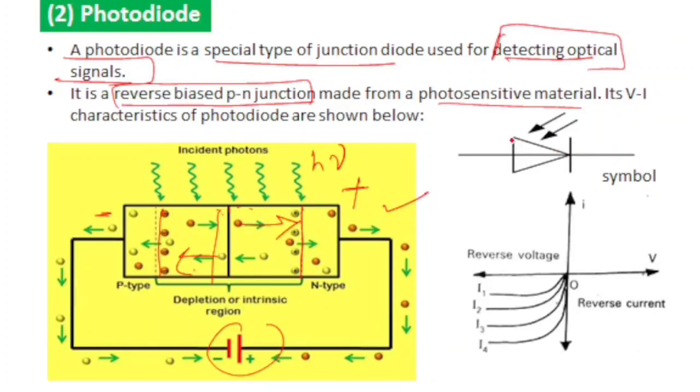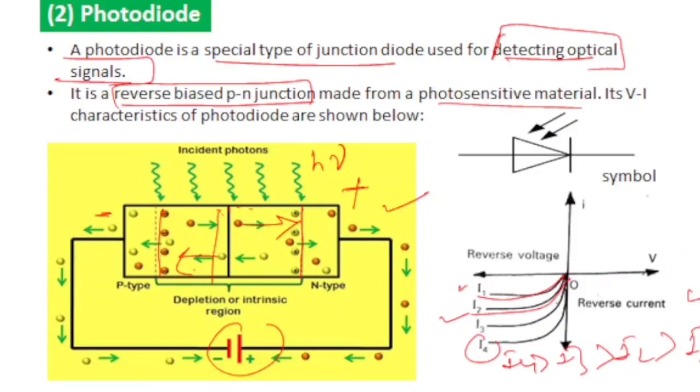This one is the symbol. This is the p-n junction, and light is incident near the junction, and this one is the IV characteristics of the photodiode. Here it is operated under reverse condition. So this reverse voltage is there, and if the intensity is I1, the graph is like this one. If you increase the intensity of the light to I2, the graph is like this one, and in this way at different intensities. I4 is greater than I3, I3 is greater than I2, and I2 is greater than I1. So if you increase the intensity of light, the graph is like this one. This is the IV characteristics of the photodiode.